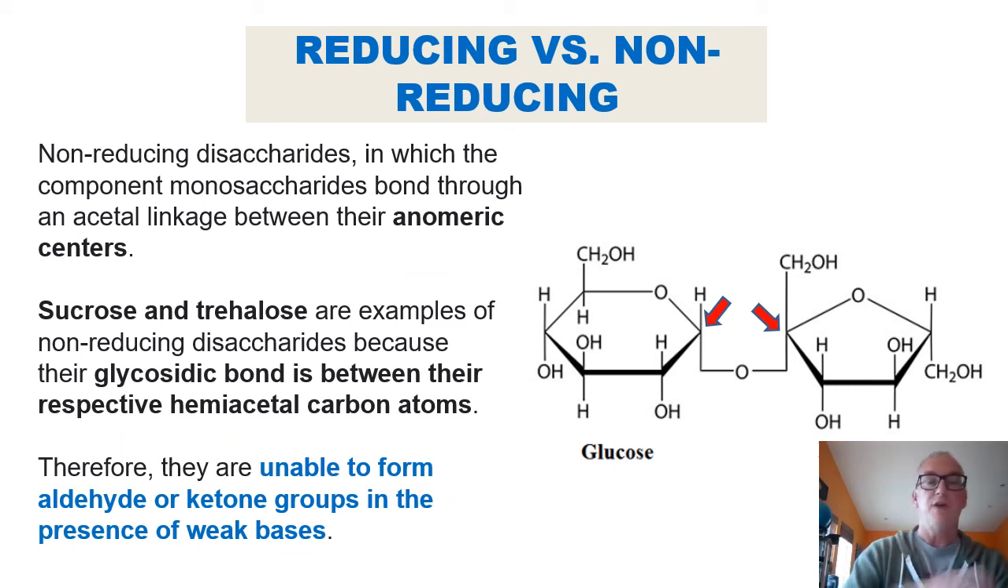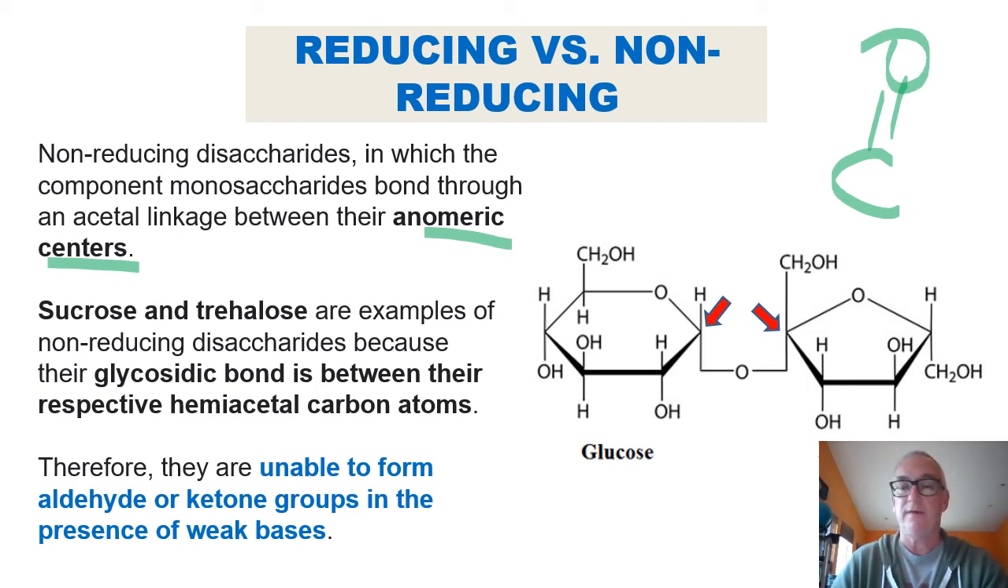So what does that mean? Non-reducing sugars are bonded through their anomeric centers with that acetal linkage. And so when you look at this, you can see that they don't have any aldehyde or ketone groups any longer. There's no C double bond O anywhere here. And so the only way you could get one is if you broke that glycosidic bond. That's what we call a bond that holds two sugars together, a glycosidic bond. Until we break that, there aren't any carbonyl groups. So they don't have anything there that's able to be oxidized by a weak oxidizing agent. So they don't form an aldehyde or a ketone group, and so they're not reducing.